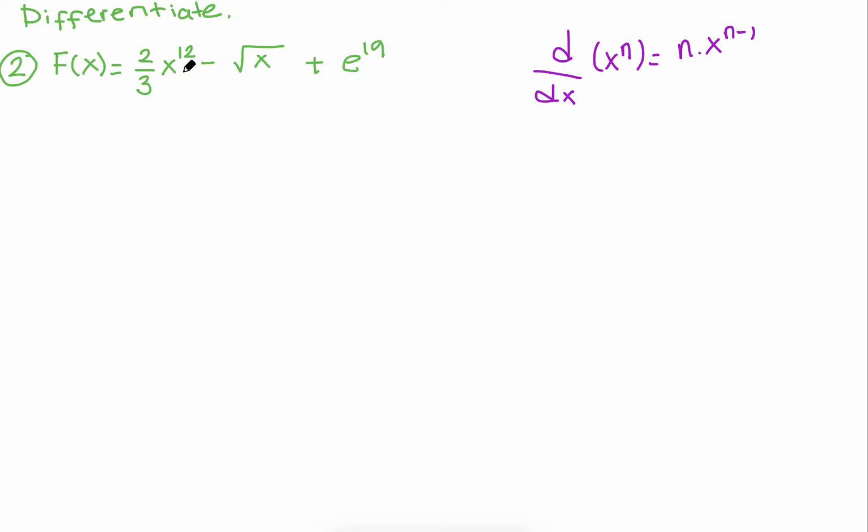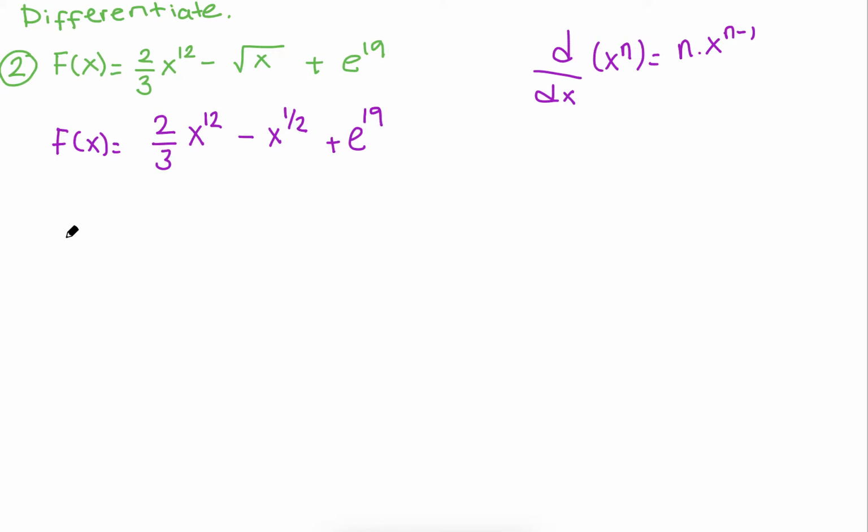If I look at my function, I see x to the power 12 here. This expression can be written as a power of x. So before I take the derivative, I will rewrite this square root of x, and this is a constant number. So F of x equals 2 over 3 x to the 12 minus x to the power 1 over 2 plus e to the power 19.